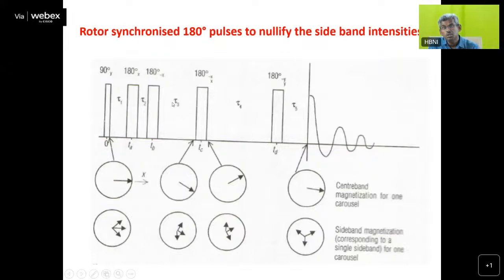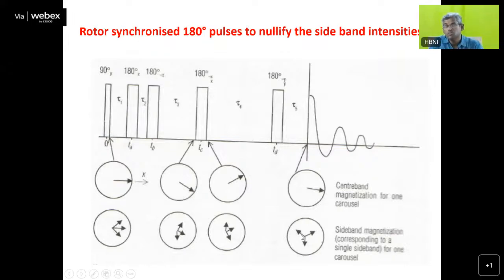But by suitably applying 180-degree pulses, the sideband, the anisotropic components, not the isotropic component, can be allowed to fan like this. They can be allowed to spread randomly using suitable pi pulses. See here, some of them are spreading like this. This is only the isotropic component, this is a sideband component. This is coming like this, this is coming like this. So by doing this, what happens? You can get an average effect.